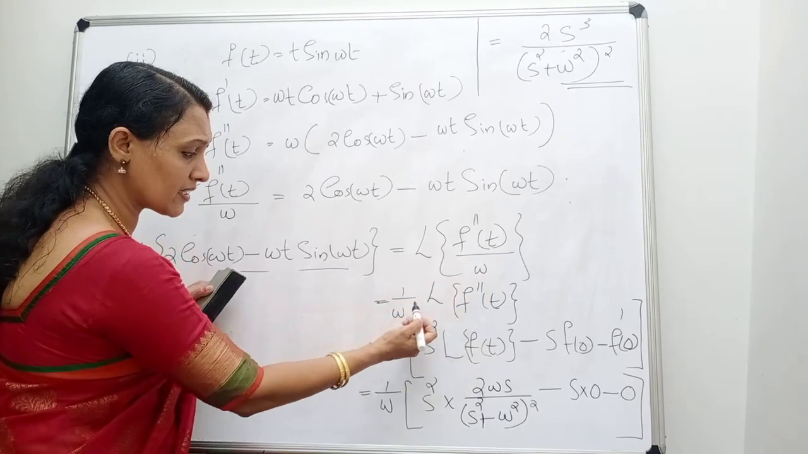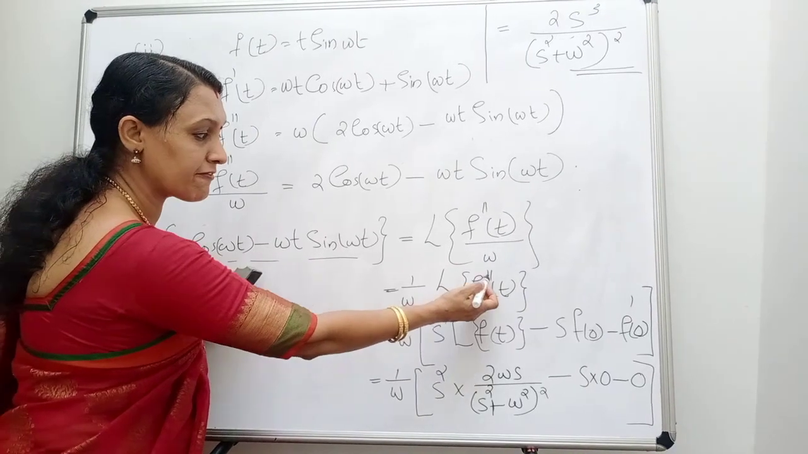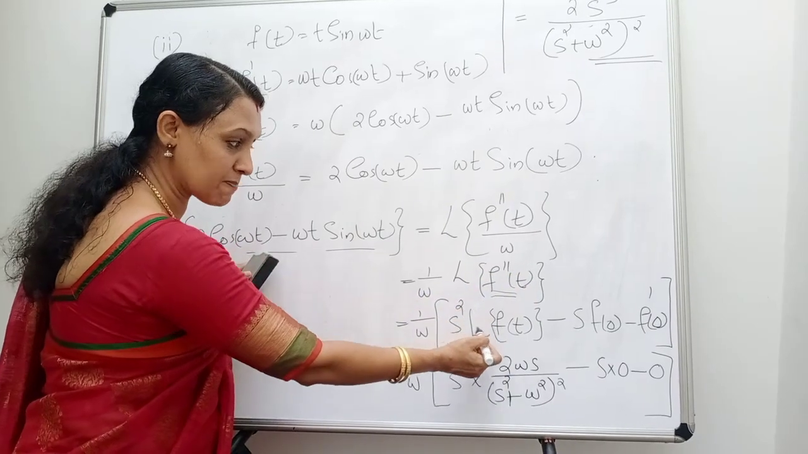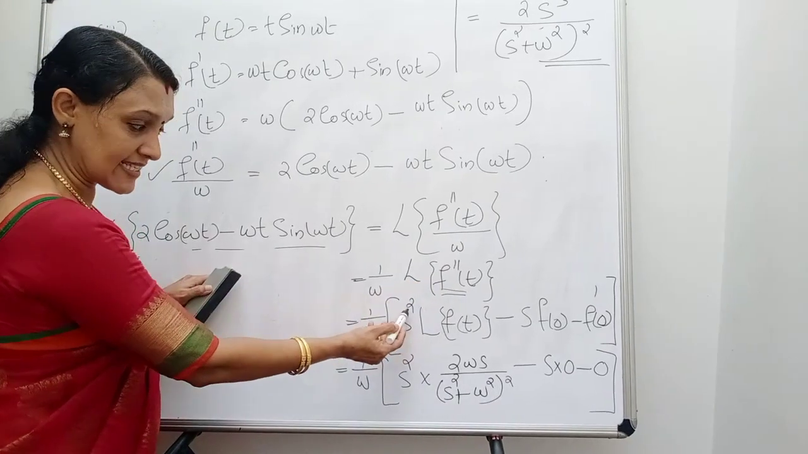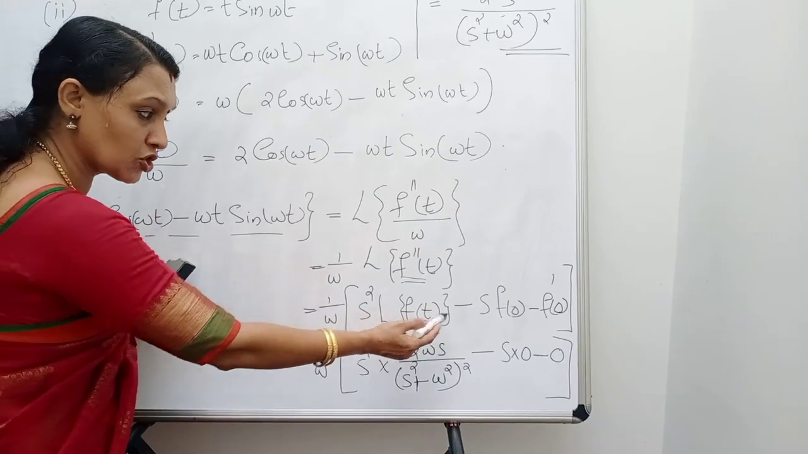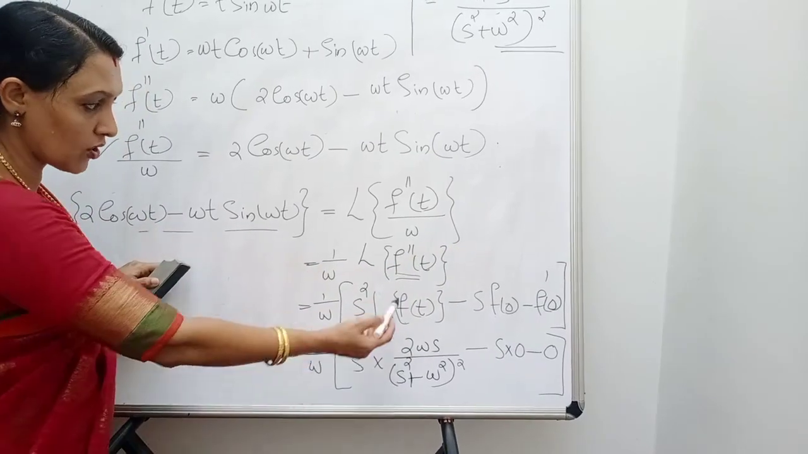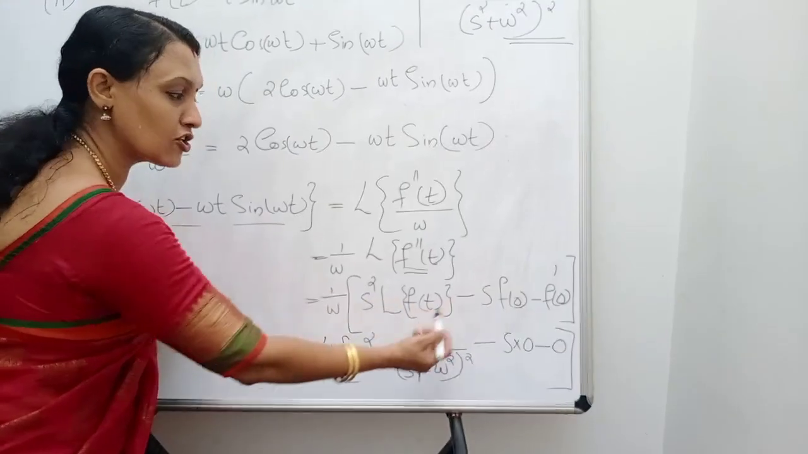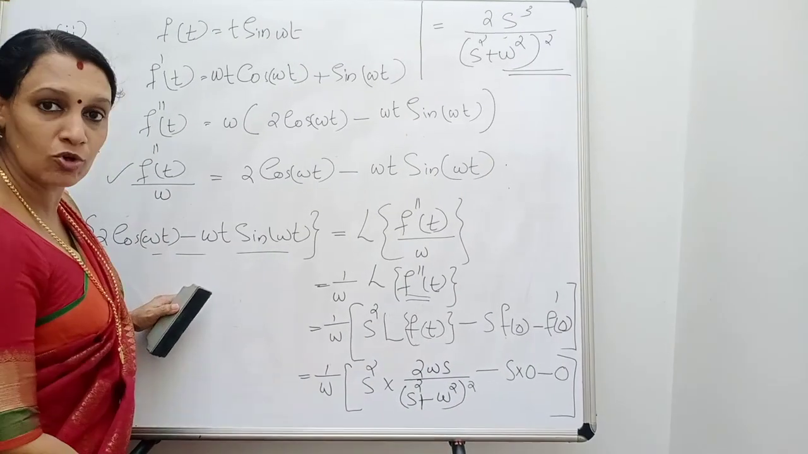By linearity property, 1 by omega can be taken outside and the remaining is L of f double dash t. Then L of f double dash t can be expanded by using Laplace of derivatives. It starts with s square, and descending powers of s we are arranging, the first two terms we fixed, and it ends with f dash of 0. So the expansion is s square L of f of t minus s into f0 minus f dash 0. Now we are just substituting those values.